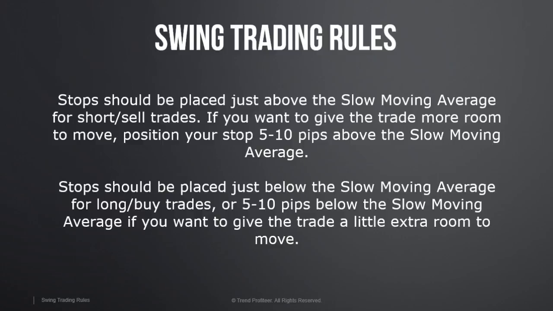Stops should be placed just below the slow moving average for long/buy trades, or 5 to 10 pips below the slow moving average if you want to give the trade a little extra room to move. Again, you can increase that to 10, 15, 20 pips, depending on the time frame as well, and the pair that you are trading. Of course, there are plenty of examples that you can go through, as well as the weekly webinars and of course the forum. You can upload any of your trade setups for feedback.